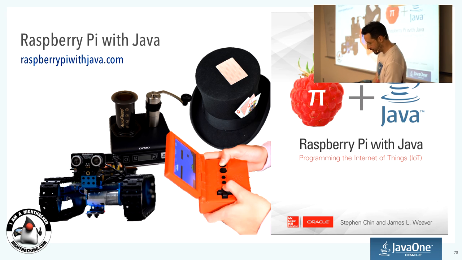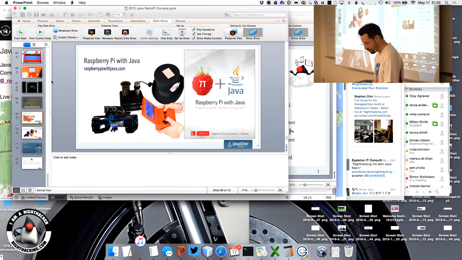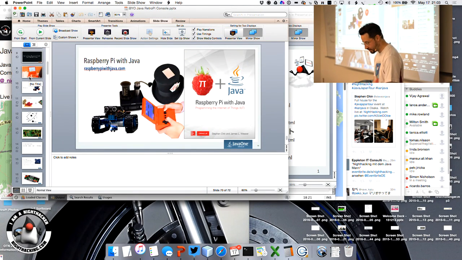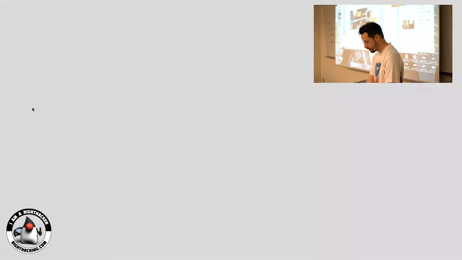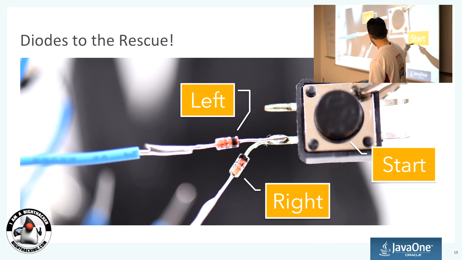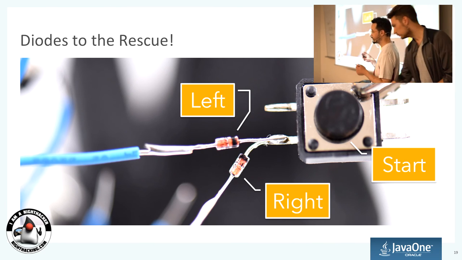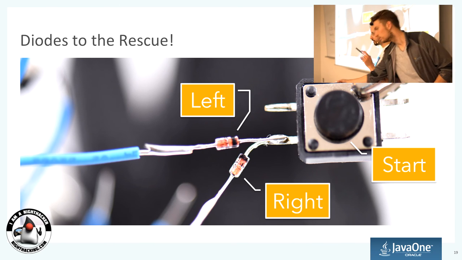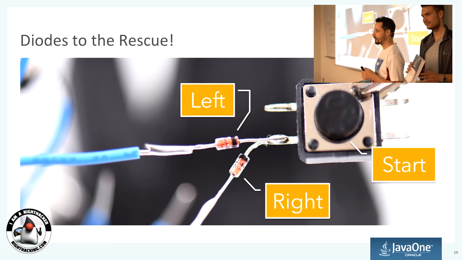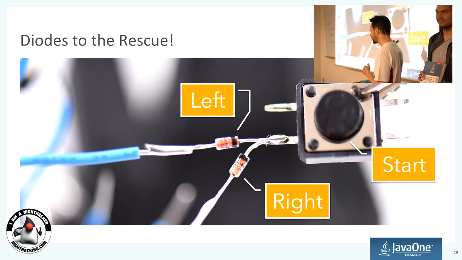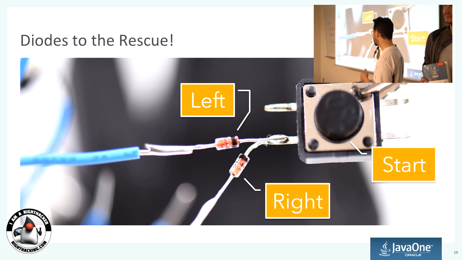All right. So for my question, earlier in the presentation, remember I showed you guys this circuit? This one. So the start button and the left and the right button are connected together. So when you press start, it simultaneously presses left and right. So this is good, right? But there's a situation where it doesn't actually work. So what combination of buttons, when you press them, won't give the right input to the game?